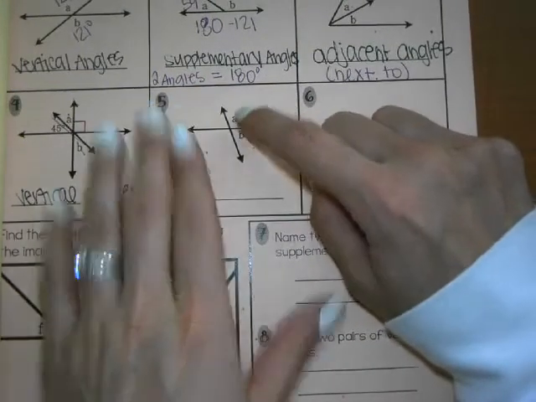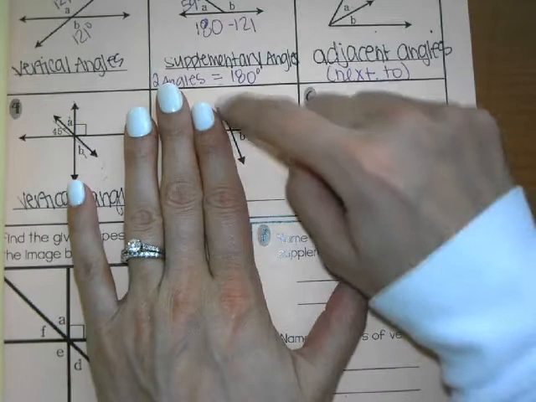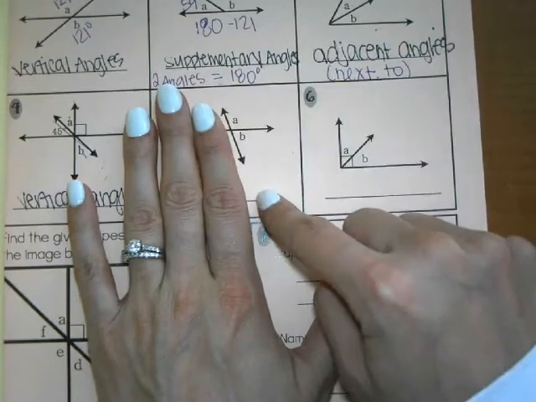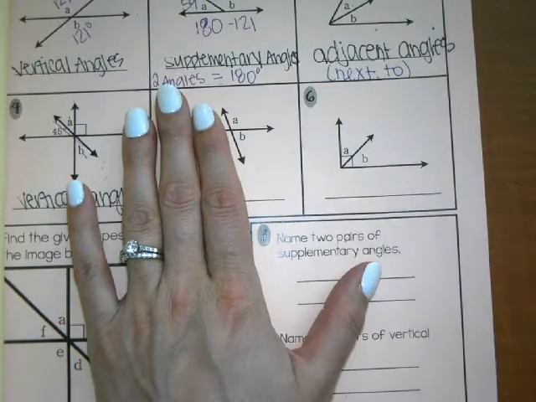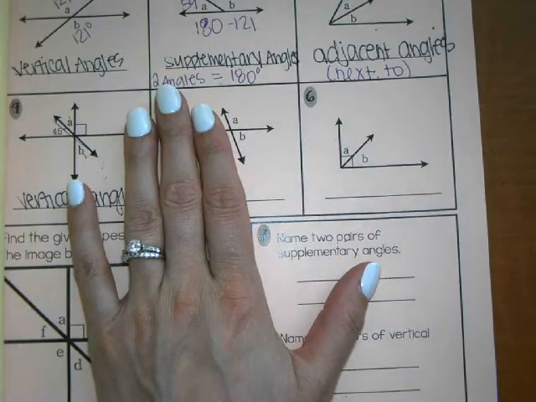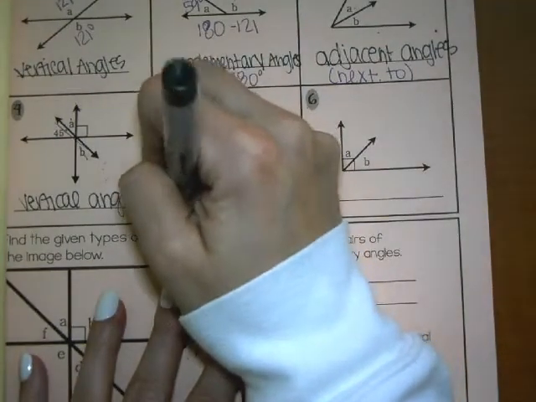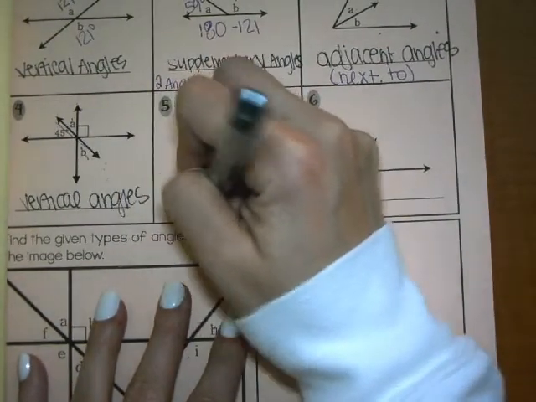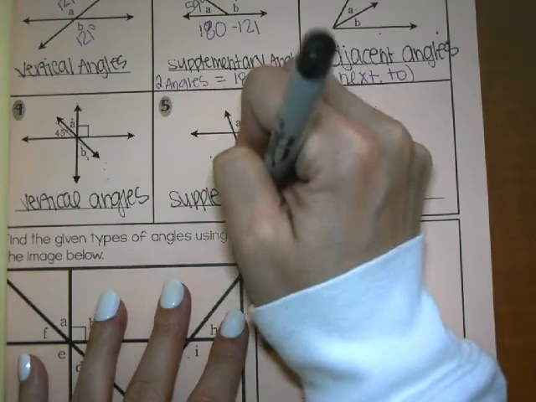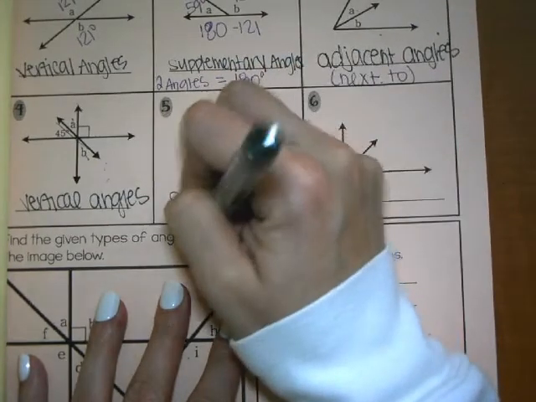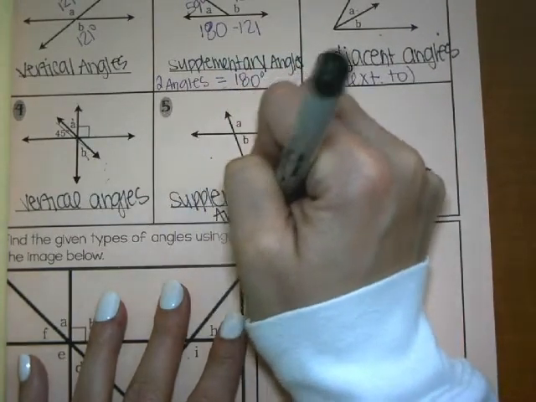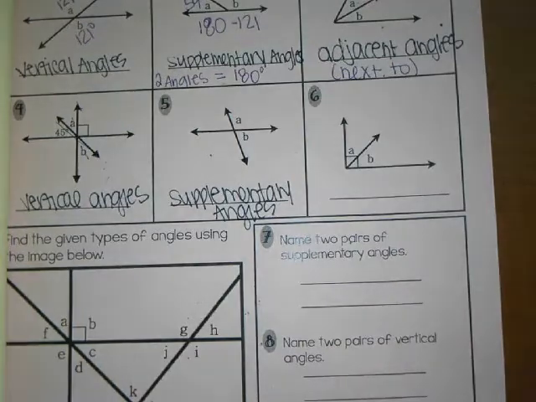So these 2 angles, do you see how that's a straight line? It's just going up and down. So the direction of the straight line does not matter. The 2 angles add together to equal a straight line, which means number 5 is supplementary. Does that make sense, guys?